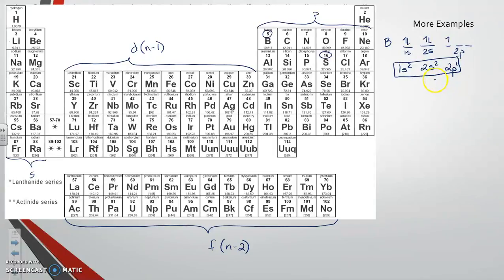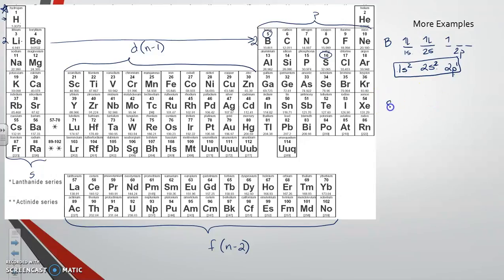Now, how can you get that just by looking at the periodic table? Well, we always start here, and we're going to read it like a paragraph. So we start here, and we say this is the first energy level. It is the S subblock, so 1s, and we fill in 2 electrons. Moving to the next row, this is the second energy level. It is the S subblock, so 2s, and we fill in 2 electrons. So we write that there. And then we keep going. We're in the second energy level still, P subblock, and we fill in 1 electron.